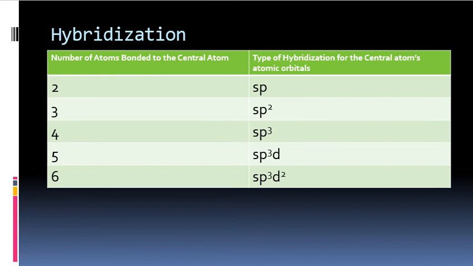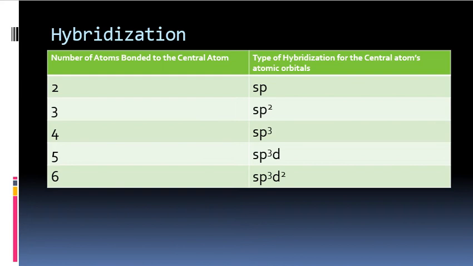In the case of an atom binding to 4 different atoms, the central atom will need its s orbital and all 3 of its p orbitals to hybridize into 4 different hybrid orbitals, each hybrid orbital classified as sp3 because it formed from the hybridization of an s orbital and 3 p orbitals.